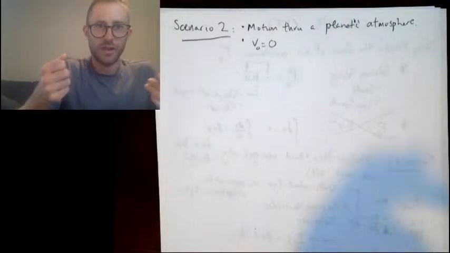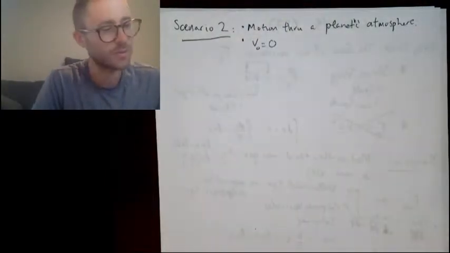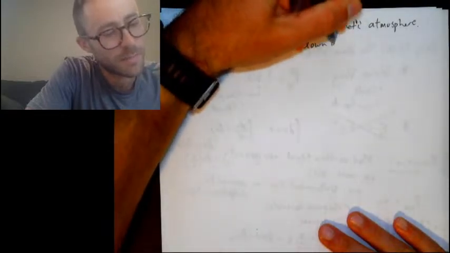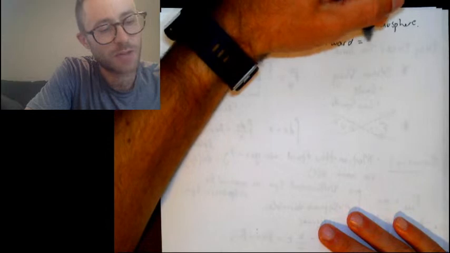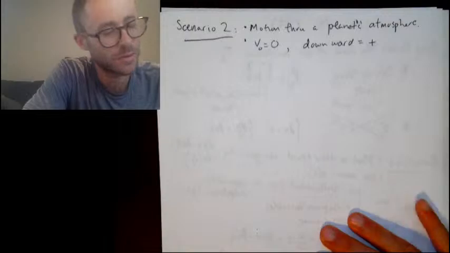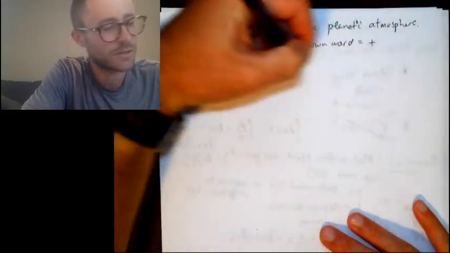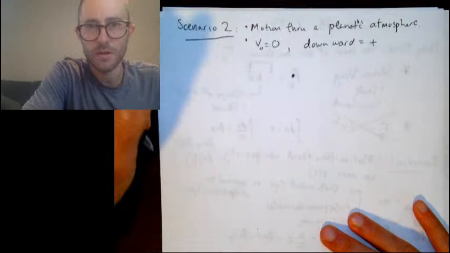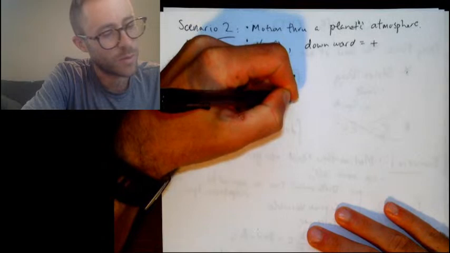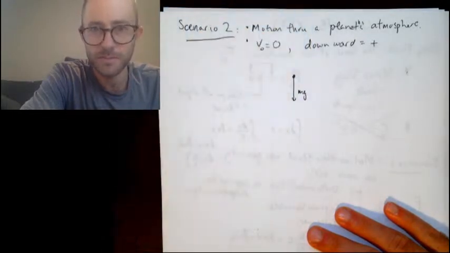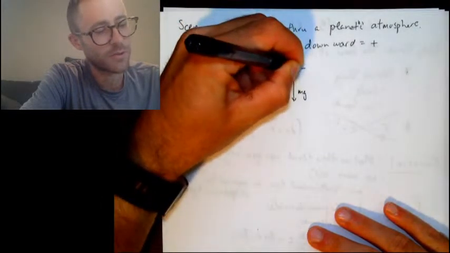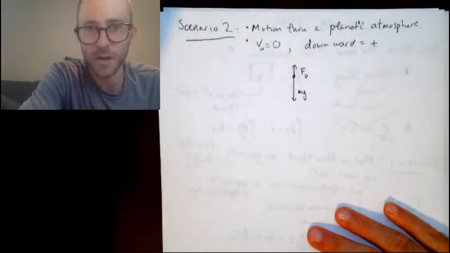So this might be like a skydiver jumping out of a hot air balloon or something like that. And we are going to take downward to be positive. So this is one of the only times in the class that downward will be positive. So what are the two forces acting on the object? You've got the weight force, mg, going down. And you've got the drag force, F sub d, going back up.